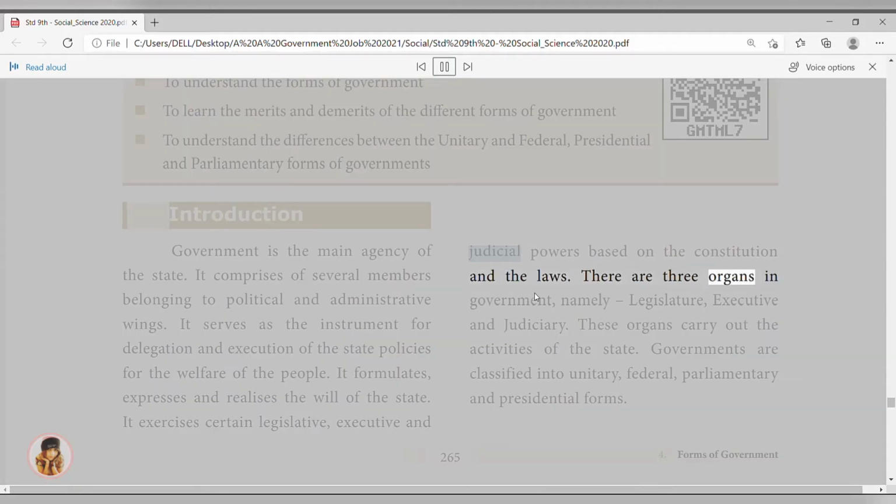There are three organs in government, namely legislature, executive and judiciary. These organs carry out the activities of the state. Governments are classified into unitary, federal, parliamentary, and presidential forms.